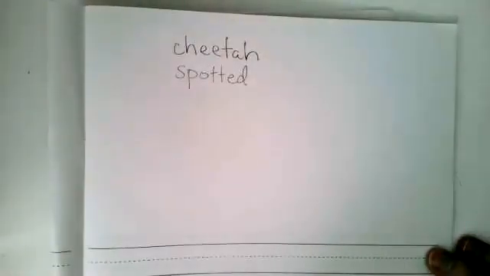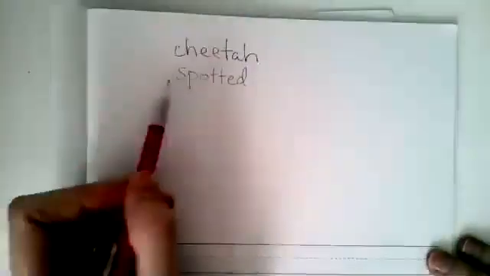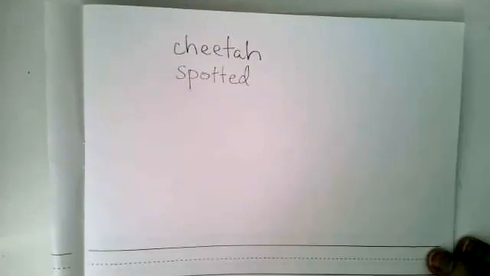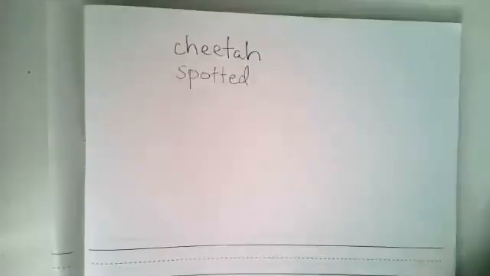Okay, write down one word. Sometimes it's hard because we have to think of one word. So I can call my cheetah spotted. The spotted cheetah is what I have in my head so far. Okay.